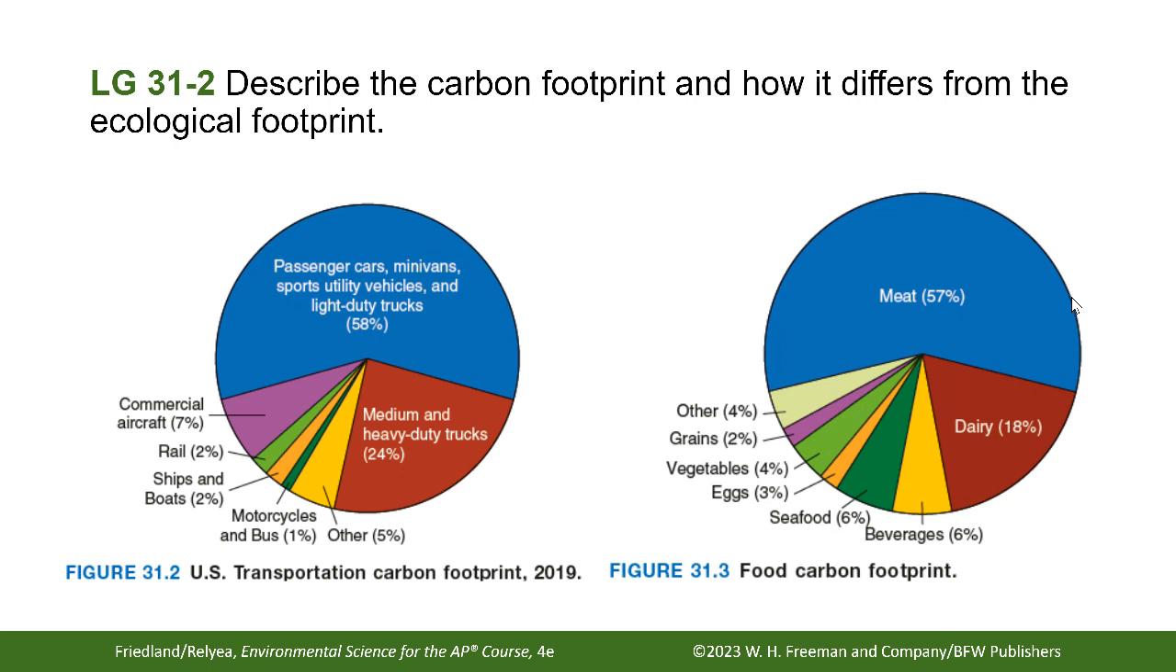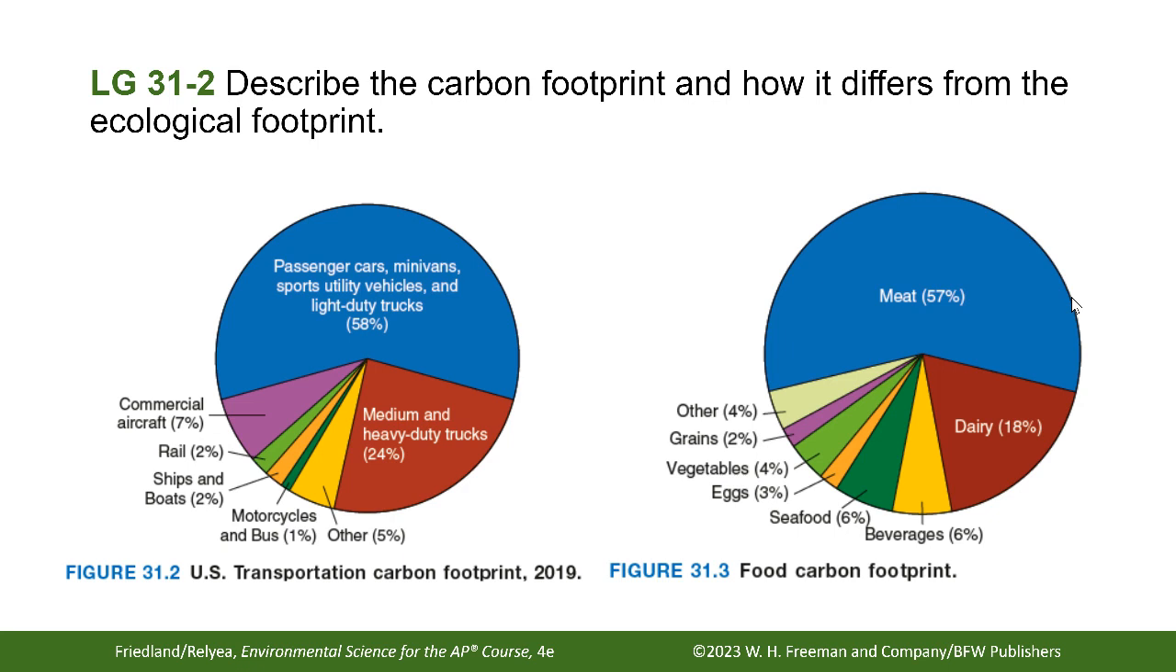What food makes up the most carbon footprint? Meat. Meat is something that we love to have. It tastes really good most of the time. It's high in energy and it's delicious, right? But it does take a toll on our environment when over 50% of our diet is meat. It's producing a lot of carbon and it uses a lot of resources.